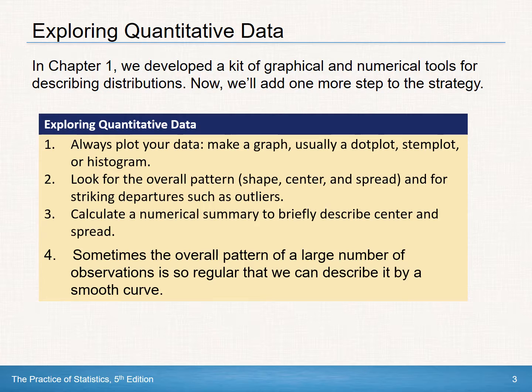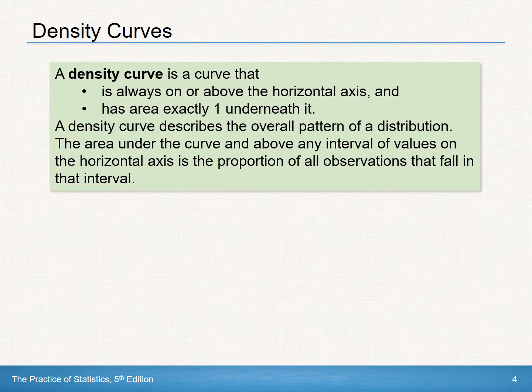Now we're going to add the fourth step, where sometimes the overall pattern of a large number of observations is so regular that we can describe it by a smooth curve, and this would be a density curve. A density curve is a curve that is always on or above the horizontal axis and has exactly an area of 1 underneath it. So a density curve describes the overall pattern of a distribution. The area under the curve and above any interval of values on the horizontal axis is the proportion of all observations that fall in that interval.